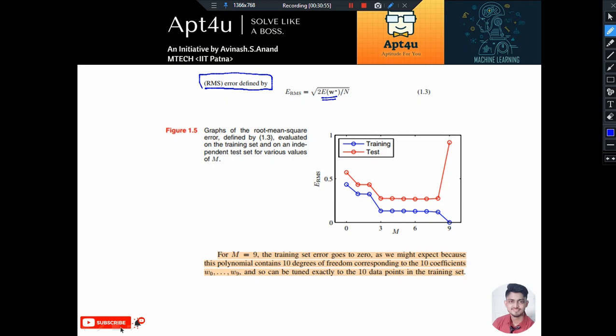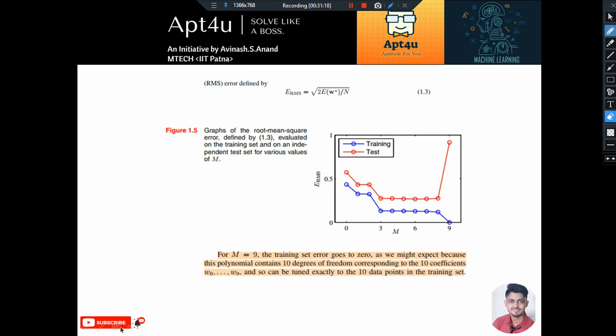We have the error value. We divide it by the number of data points we are considering, multiply it by 2, and take the root. That is the root mean square. Now what we did was choose different values of m, which means we assumed different orders of polynomial functions. We computed the training error and we also computed the testing error.